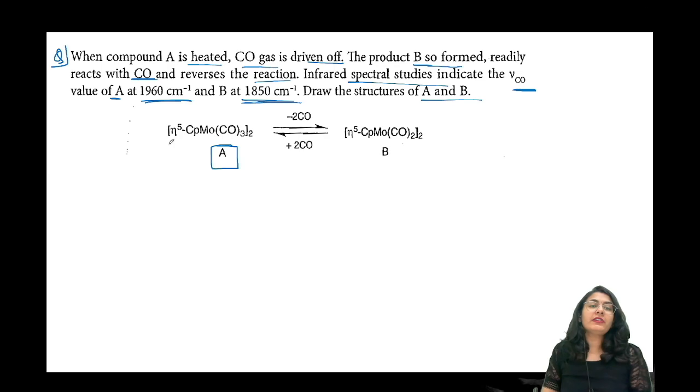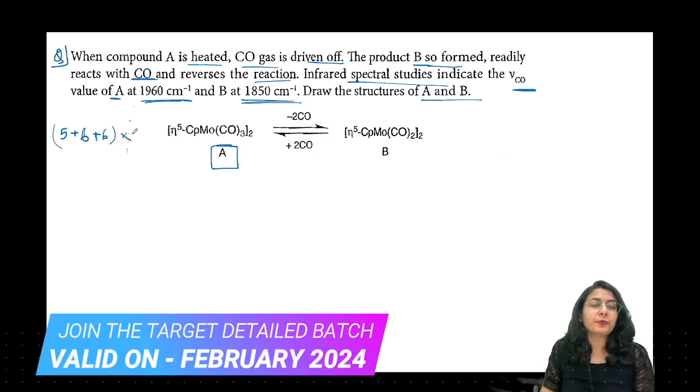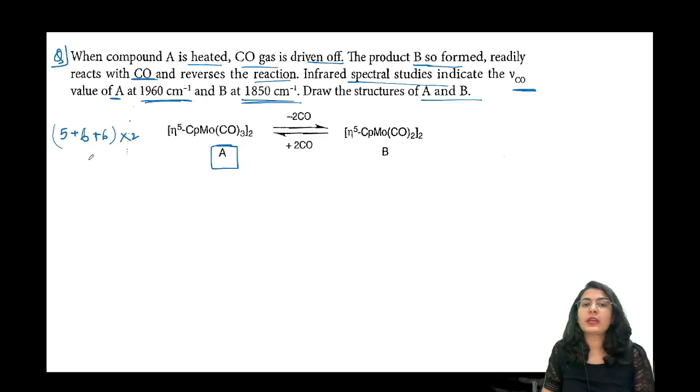So first of all we try to understand the structure by the electron calculation. 5 electrons from the Cp, molybdenum is in the chromium group so 6 electrons, then 2 into 3 is again 6, whole multiplied by 2. So 6 6 12, plus 5, 17. You don't need to calculate the total metal-metal bonds. You know by looking at this number that there is one metal-metal bond which is going to be short.